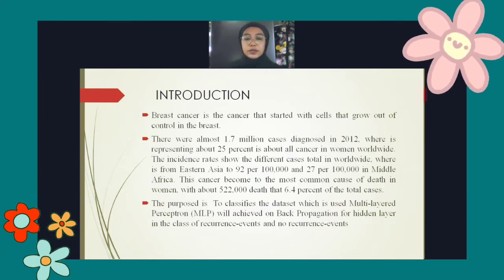And this cancer has become the most common cause of death in women, with about 532,000 deaths, or 6.4% of the total cases. The purpose is to classify the data set using the multi-layer perceptron, which uses backpropagation for the hidden layer, into recurrence event and no recurrence event.